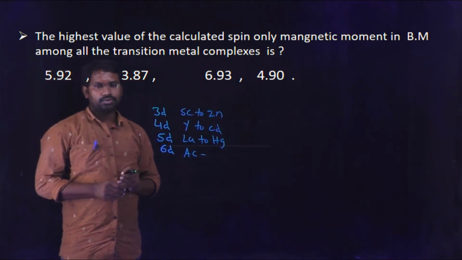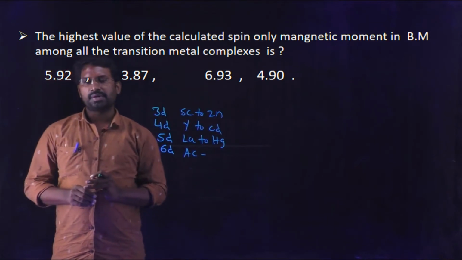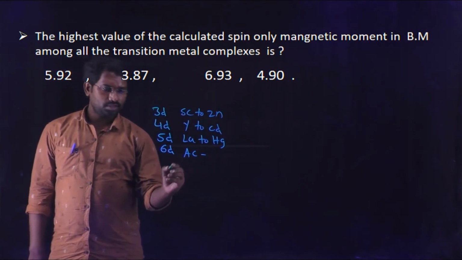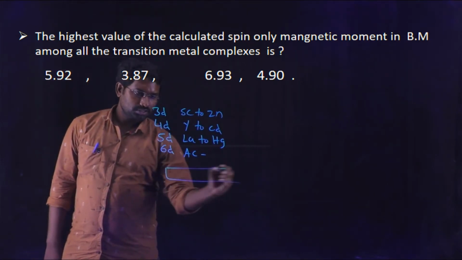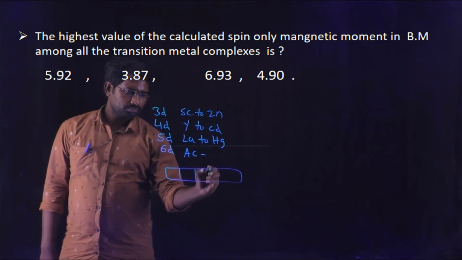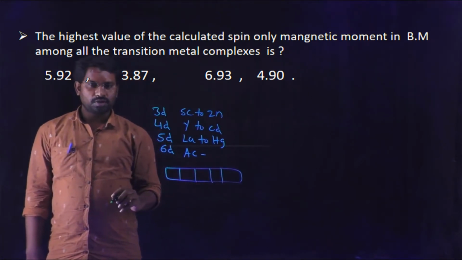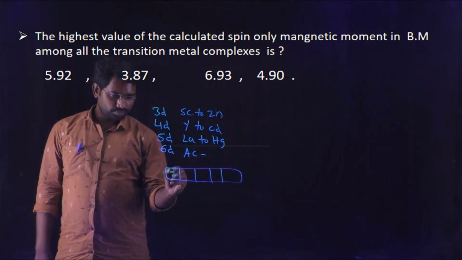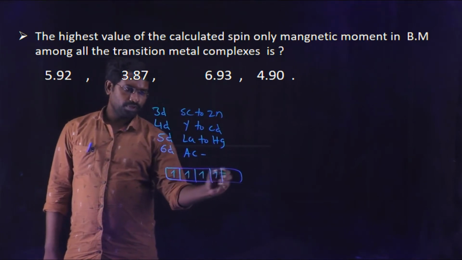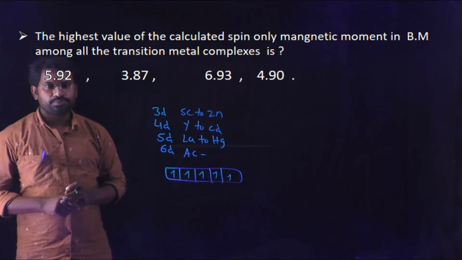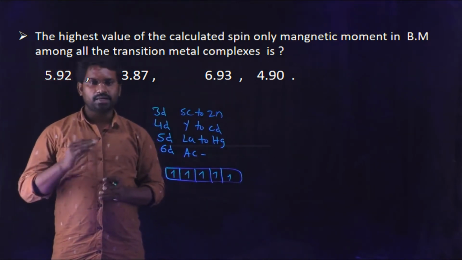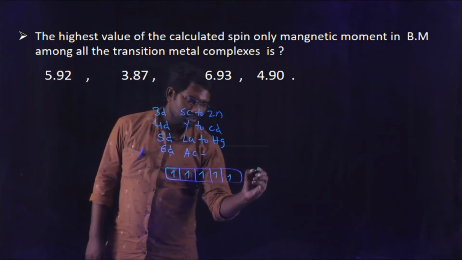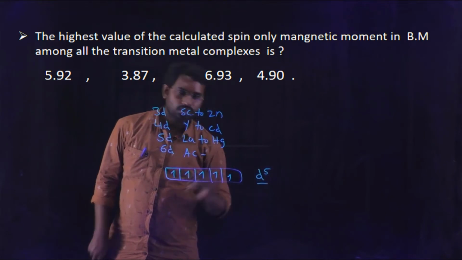Generally the maximum number of unpaired electrons present in the d orbitals is 5. These belong to d block elements, that's why the configuration of d orbital is like this. Actually d orbitals are 5, so the maximum number of unpaired electrons present in d orbitals is 5: 1, 2, 3, 4, 5. That means the highest magnetic moment expressed by the given transition metal complex is for a D5 configuration.